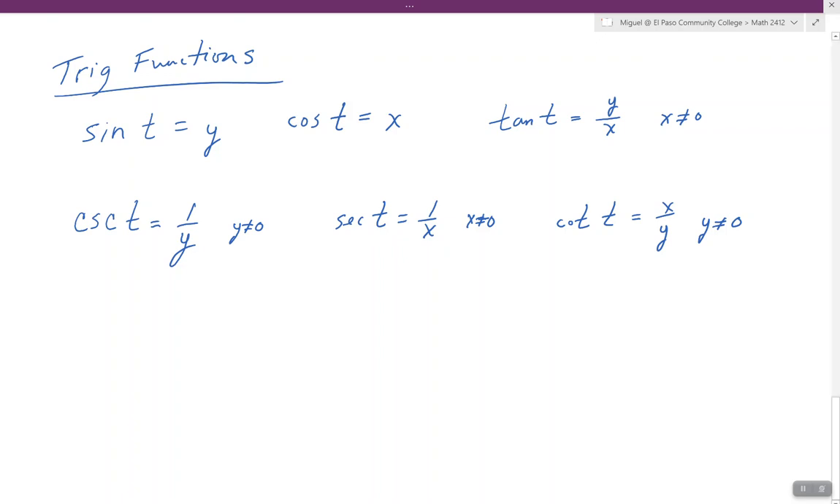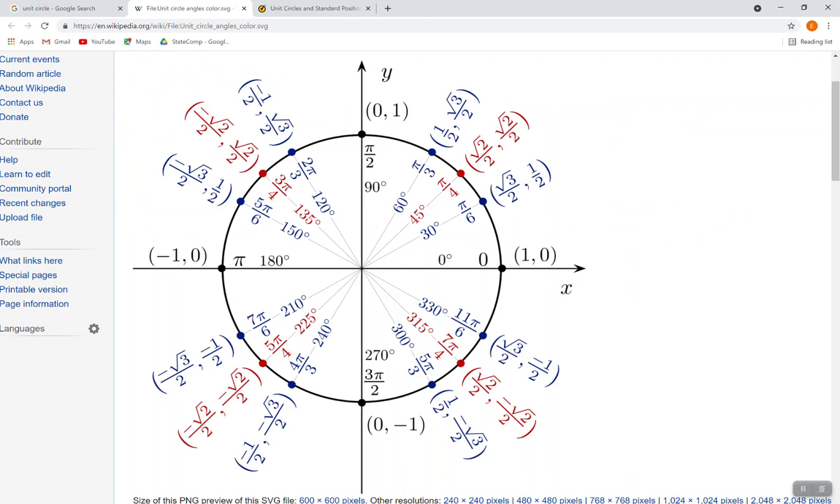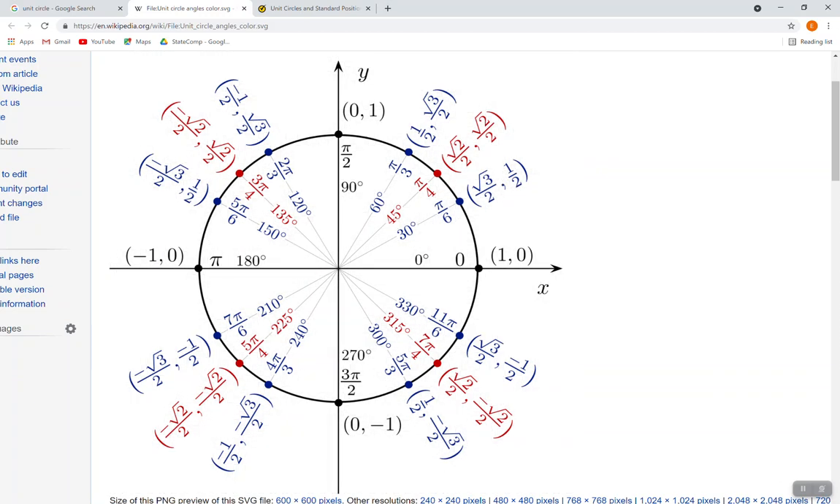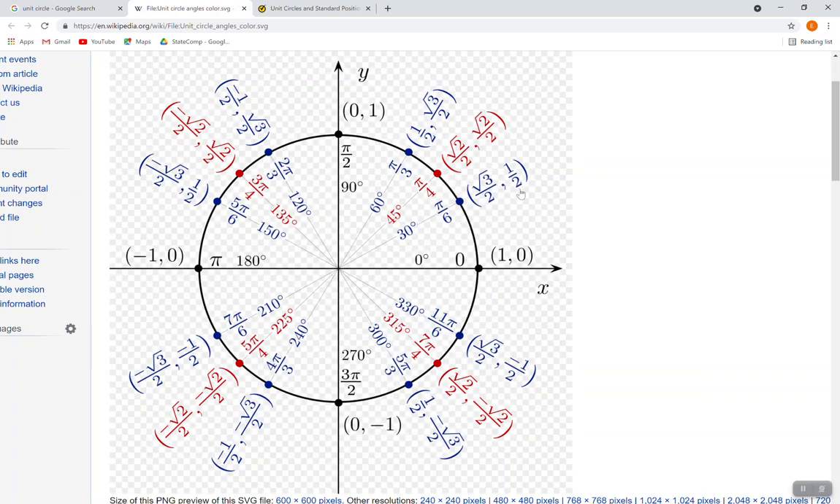Okay, so let's start with sine. Sine of something, in this case t, is equal to y. So that's the y value, right? The t represents the angle. How do we do this? If you say sine of pi over 6, that's this one. Which one of these is the y value? 1/2. So sine of 30 degrees is equal to 1/2.